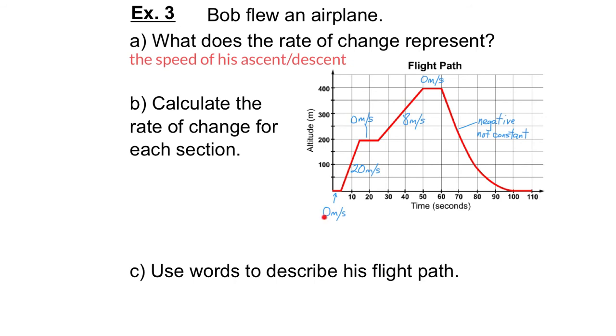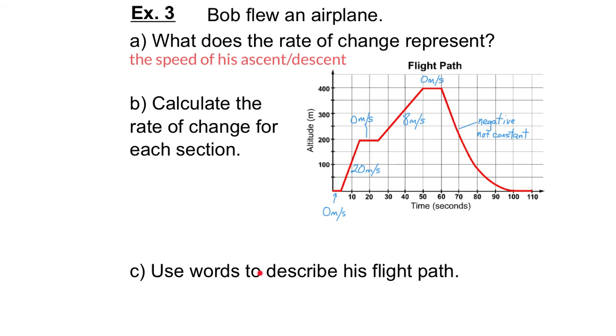Okay, so make sure your numbers are correct for these sections. Make sure this is a negative value, and also make sure you have the right units. Anytime you're asked for a rate of change, you need to have units. It's rise over run, so the vertical units divided by the horizontal units, meters divided by seconds in this case.